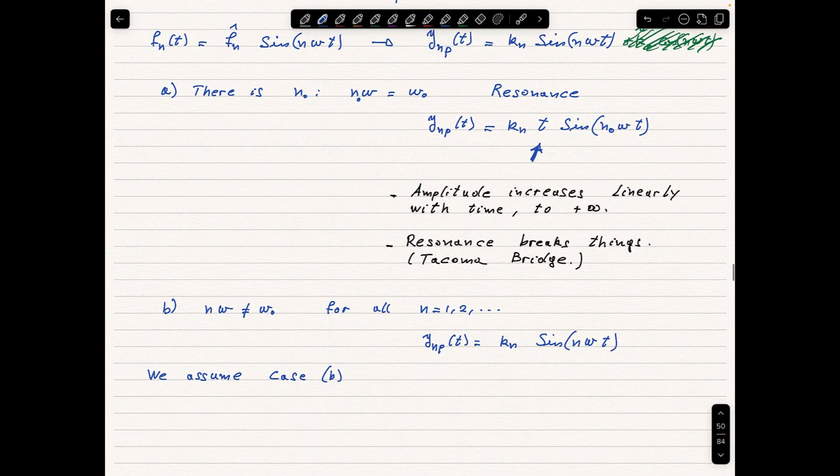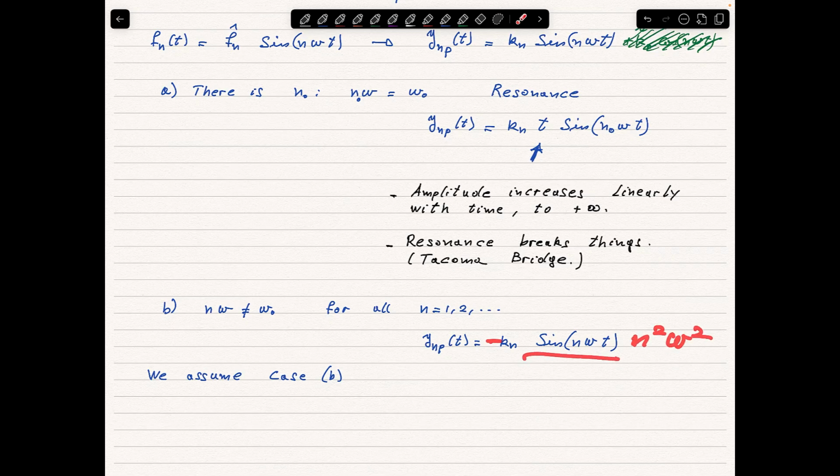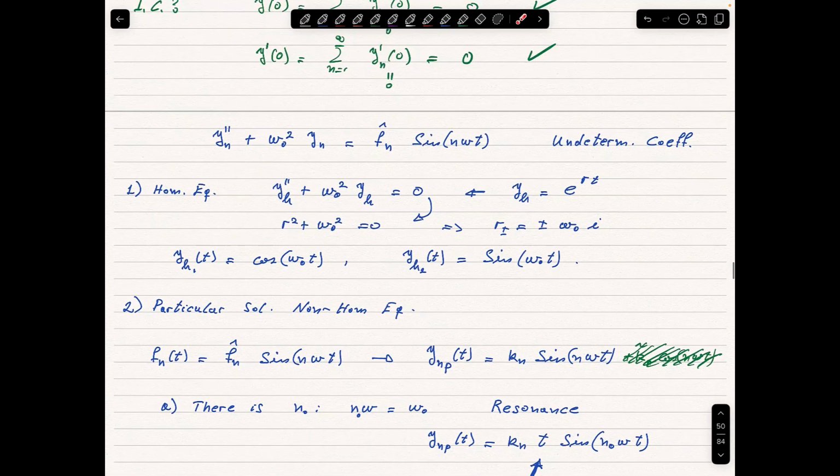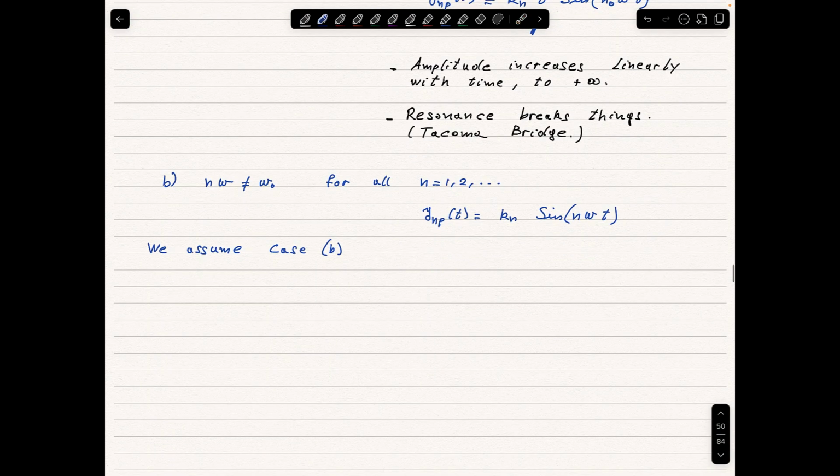So what do we need to do? We need to compute the second time derivative of this function, but this is going to be nothing more than negative n squared omega squared, same function, and then we put that into the equation. We put it into this equation here, and this equation is going to tell us what is the factor k, the undetermined coefficient.